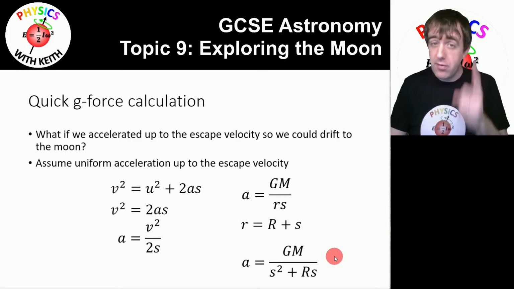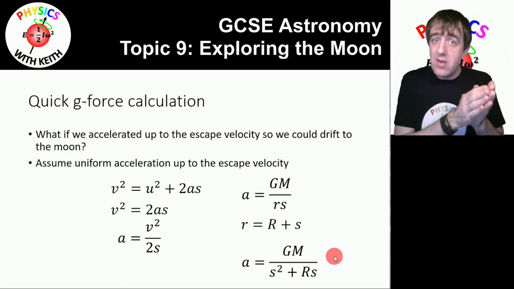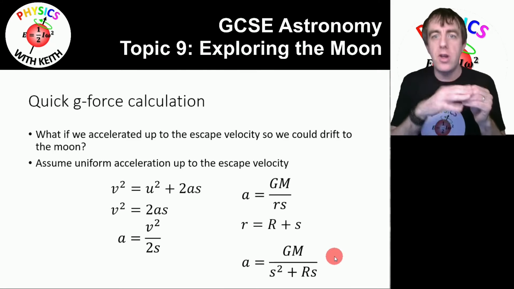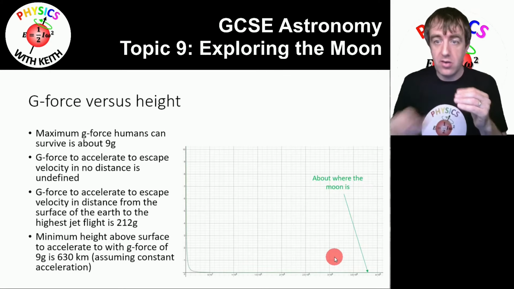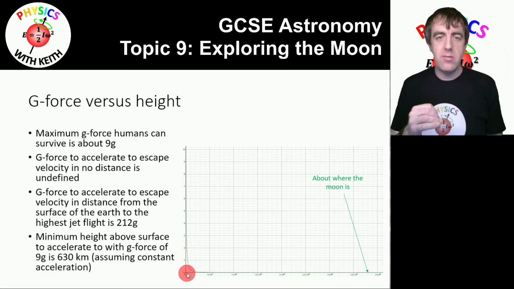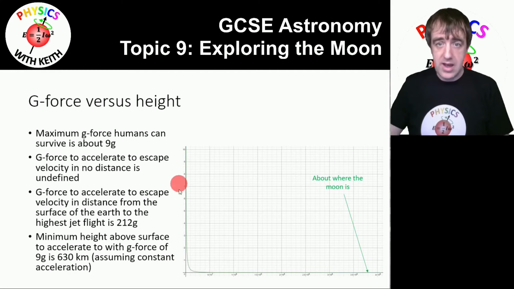And if we plot a graph of that equation, so a as a function of s, with the acceleration on the y-axis and the displacement, or the height of the rocket, on the x-axis, it looks like this. Now, I've labelled the Moon here. That's the height of the Moon above the Earth. And this here, 0, is on the Earth's surface. Assuming constant acceleration, that's what's on the y-axis. And so 9g, which is here, is the maximum that the human body can survive.